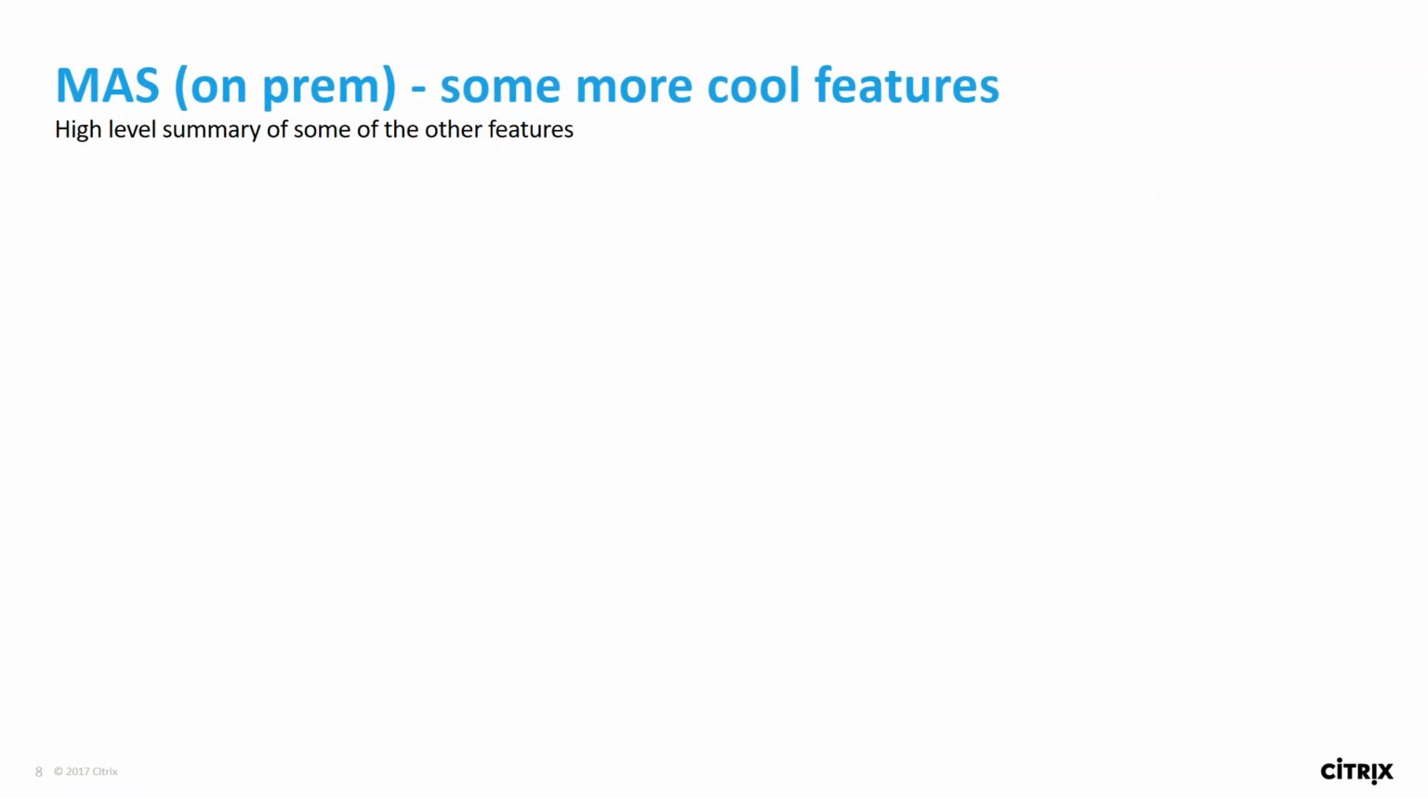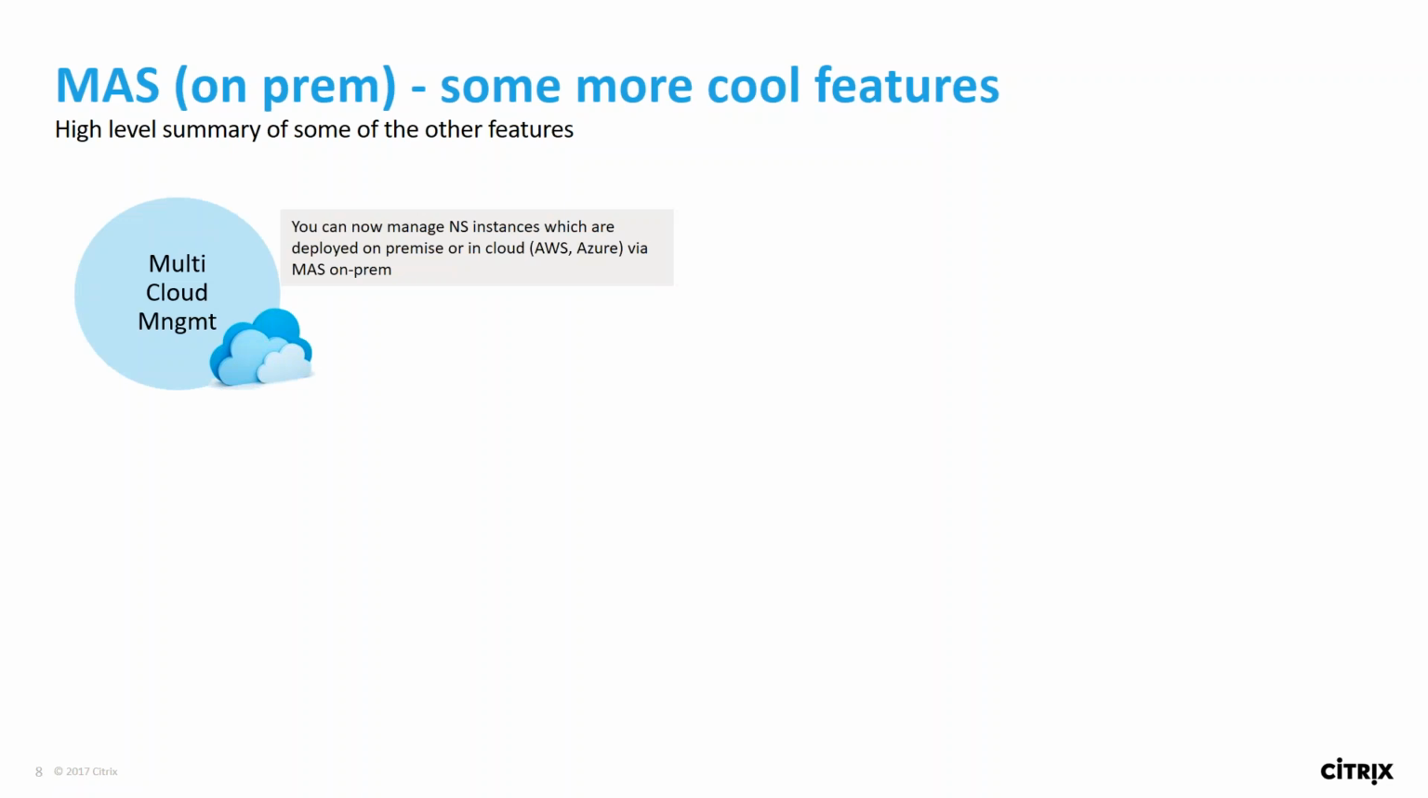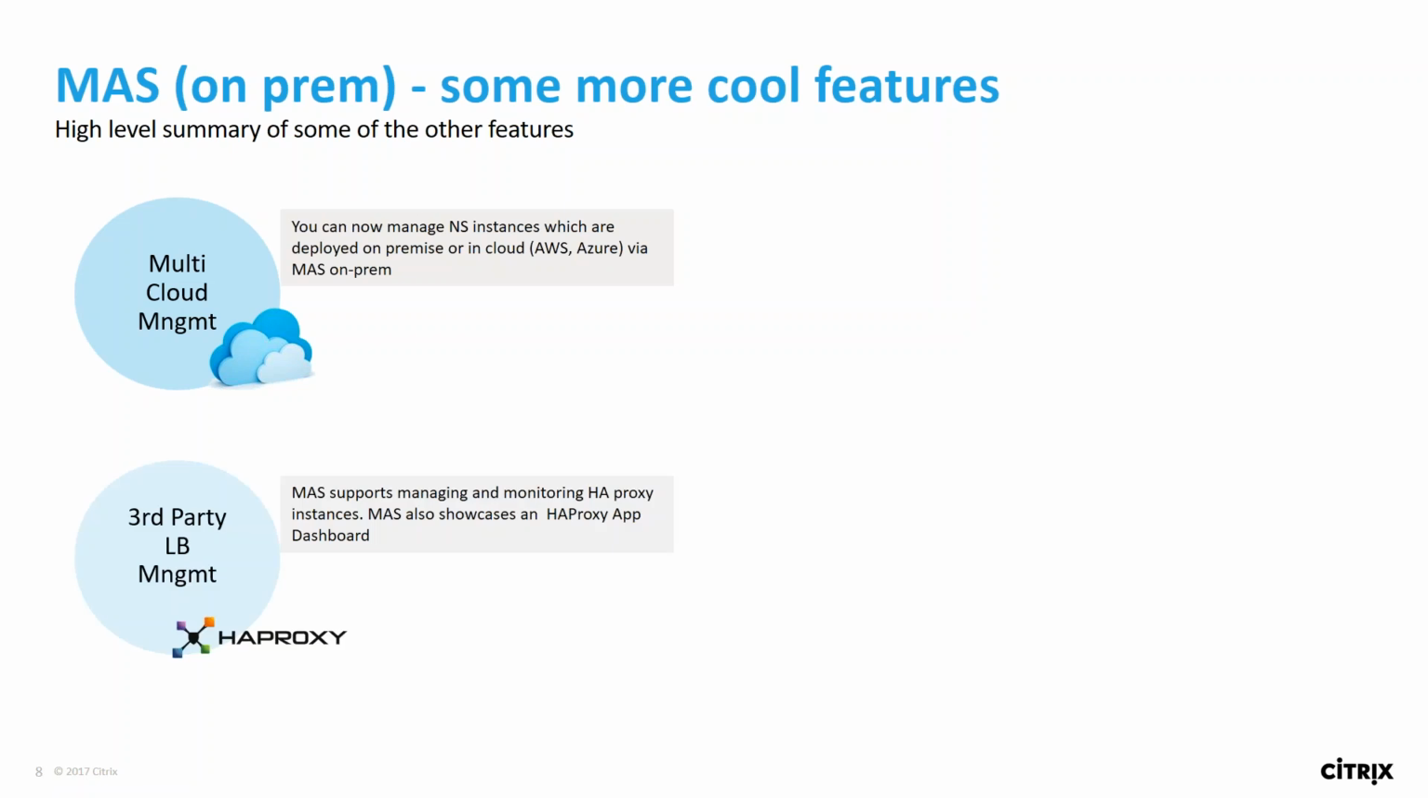Now, apart from these three components, in general, there are some cool features in MAS which I would like to touch upon and highlight. First is that MAS supports multi-cloud management. So MAS can manage your NetScalers deployed on-prem as well as your NetScalers which are deployed on cloud, that is AWS, Azure. MAS also supports the management of HA proxy instances. So we showcase an HA proxy app dashboard as well.